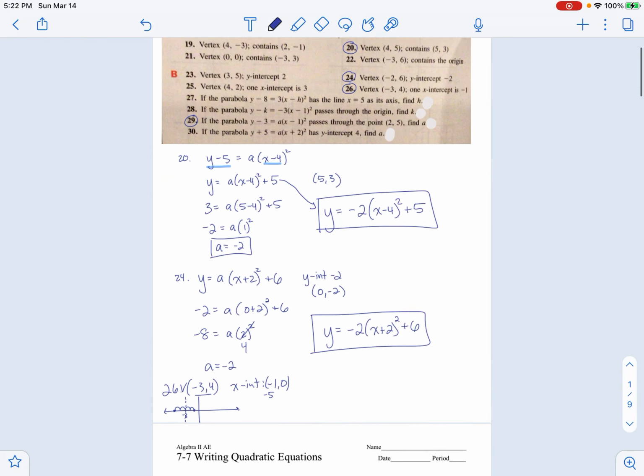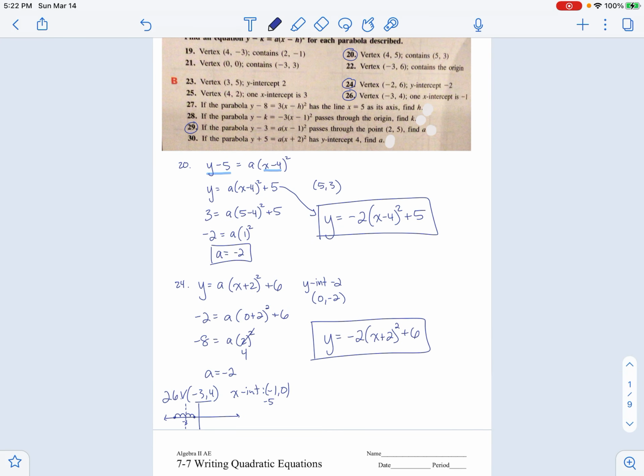Last question, same idea, but they gave me the parabola, and so I'm just going to plug in 5 for y and 2 for x. So for 29 here, I'll plug in 5 minus 3 equals a times 2 minus 1 all squared. That's going to give me 2 equals a times 1 squared. So a is equal to 2. And then I could plug back in if I wanted to so that I had an equation. I'm out of room, but I think you know what that would be.